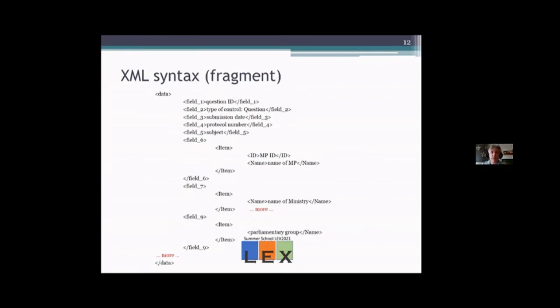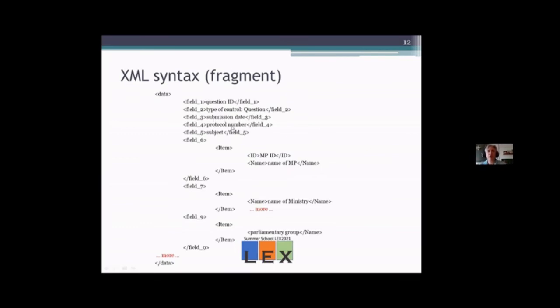This is a small fragment. This is how the data in our own database is there. This is simple XML data, an XML representation of one question. You see here question ID, the type of control. There are several types, obviously.